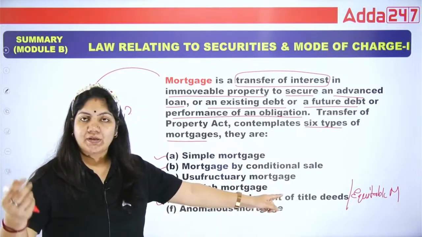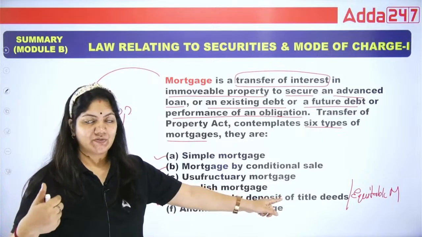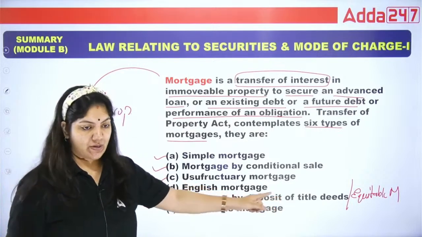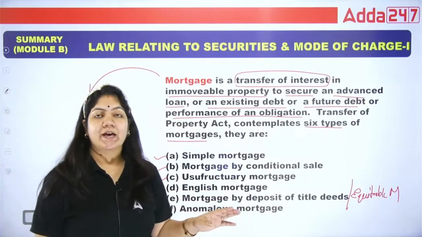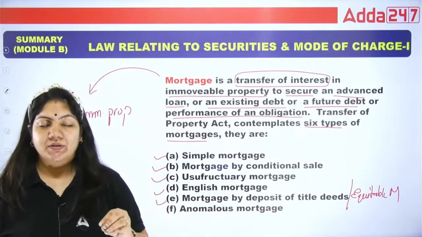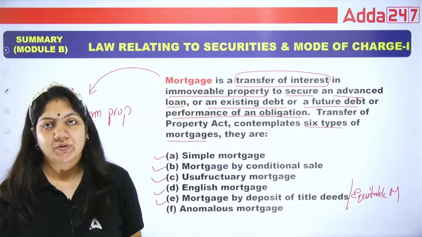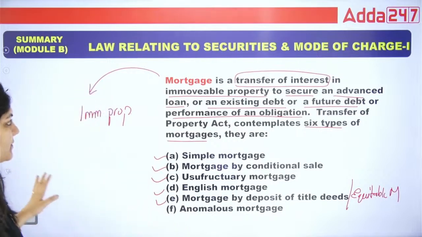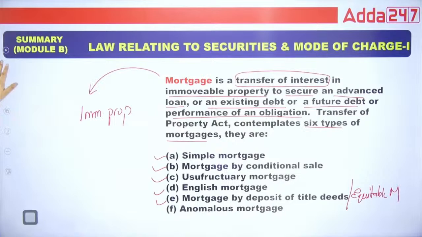Equitable mortgage: in the metropolitan areas, this mortgage will happen and registration is not required. And the last one is anomalous. Anomalous is a different kind of mortgage. It means it is a combination of two or more mortgages. That's it. Okay, so this is your complete mortgage.